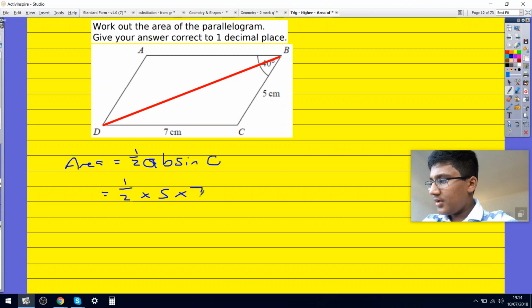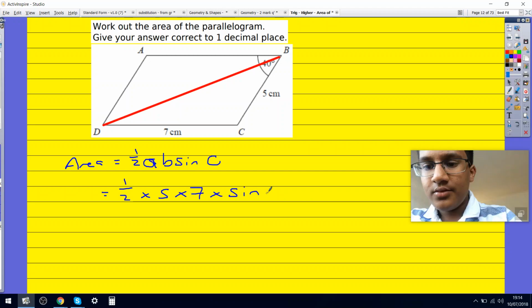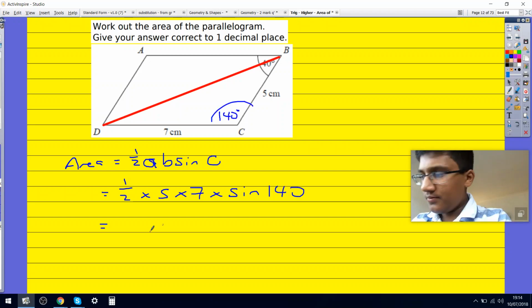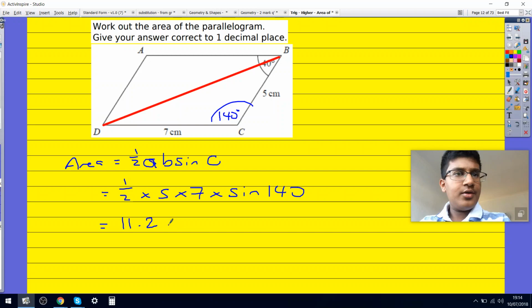And I'll type that in. So that gives us 11.2 meters squared. Is it meters? It's centimeters squared to 1 dp. And so what is this the formula for? The area? Yeah. The area of what? The triangle.